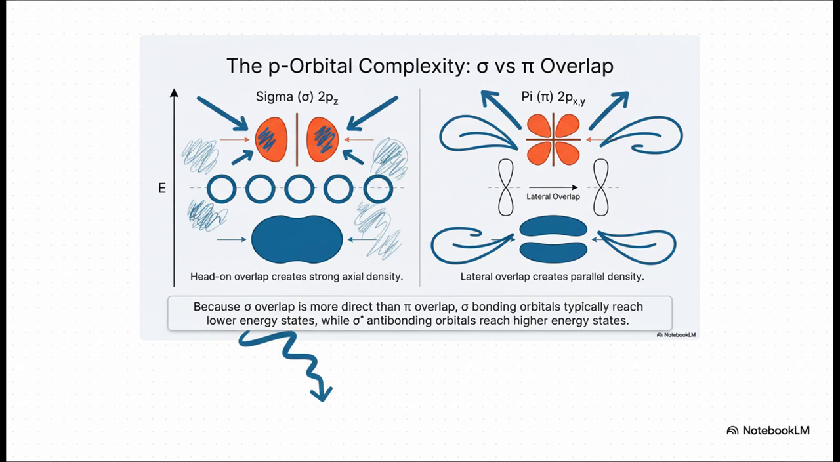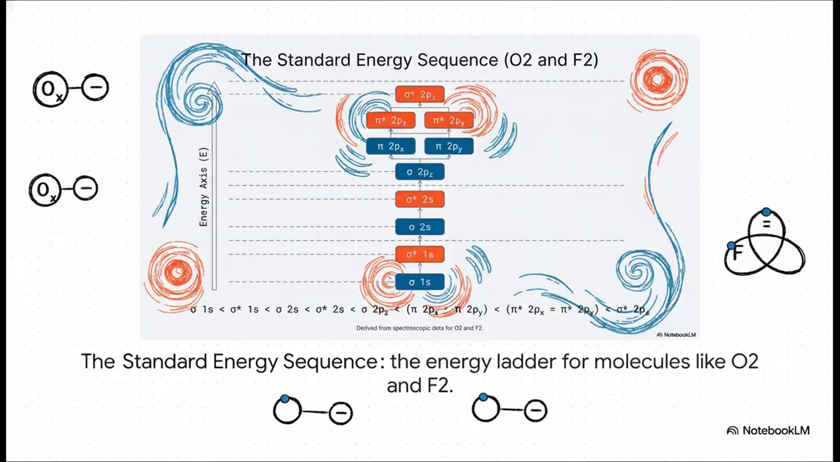As you can probably guess, that direct head-on sigma overlap is way stronger. So the sigma bonding orbital is usually lower in energy than the pi bonding one. Let's see how this all stacks up. For a lot of common molecules, like the oxygen we're trying to figure out, or fluorine, we get this standard energy ladder that you see right here.